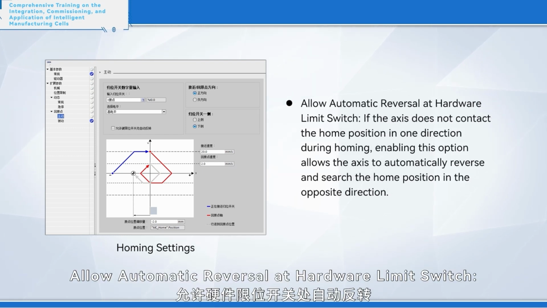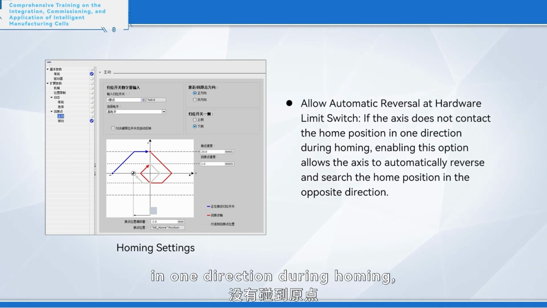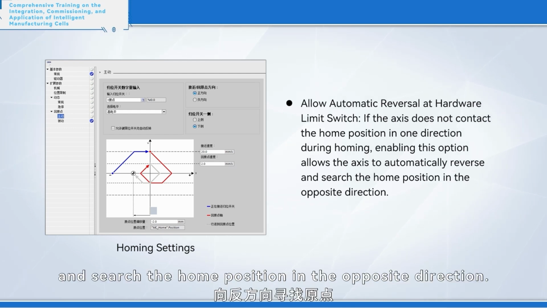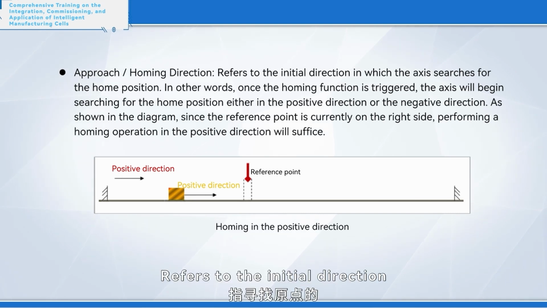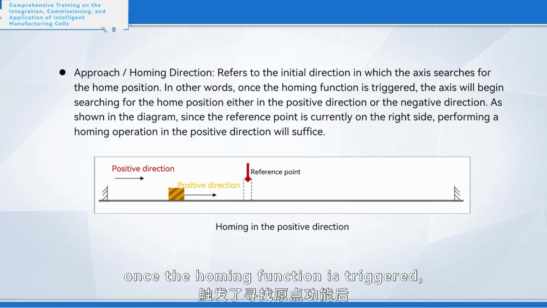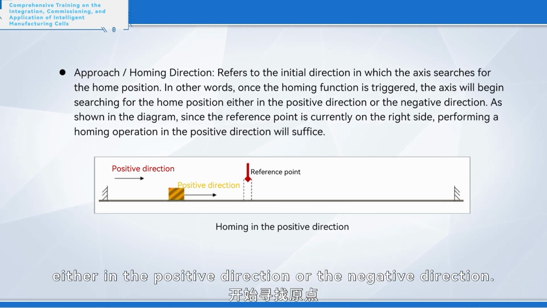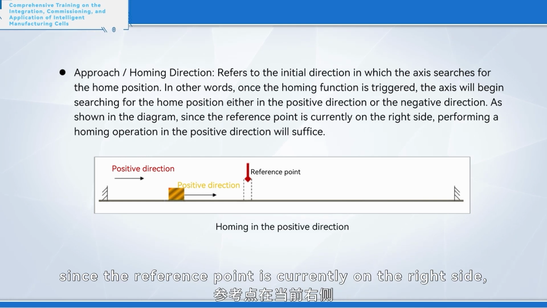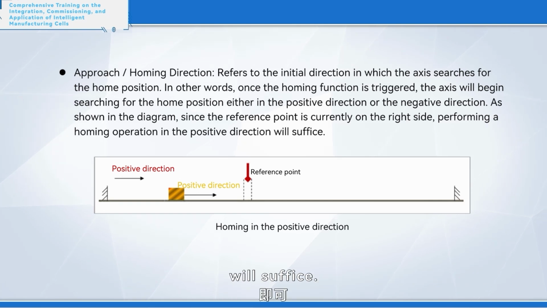Allow automatic reversal at hardware limit switch: if the axis does not contact the home position in one direction during homing, enabling this option allows the axis to automatically reverse and search for the home position in the opposite direction. Approach homing direction refers to the initial direction in which the axis searches for the home position. In other words, once the homing function is triggered, the axis will begin searching for the home position in either the positive or negative direction. As shown in the diagram, since the reference point is currently on the right side, performing a homing operation in the positive direction will suffice.